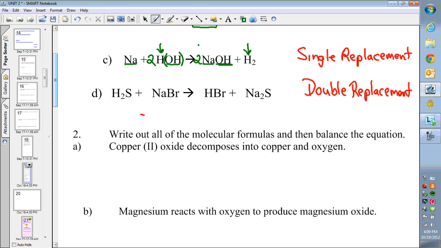That now messes up sodiums. I have 2 sodiums here, so I need to have 2 sodiums there. So 2 of everything and 1 hydrogen molecule produced. That's how that one would balance.